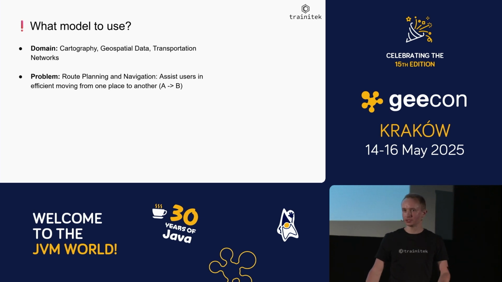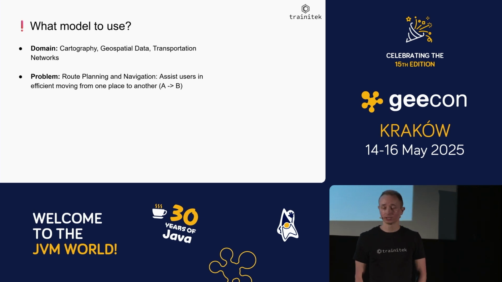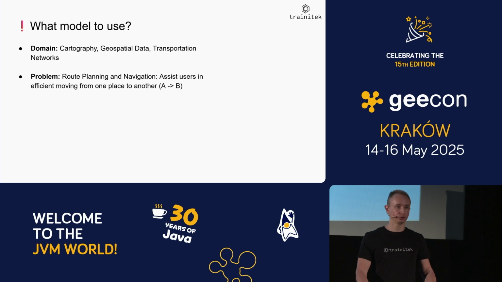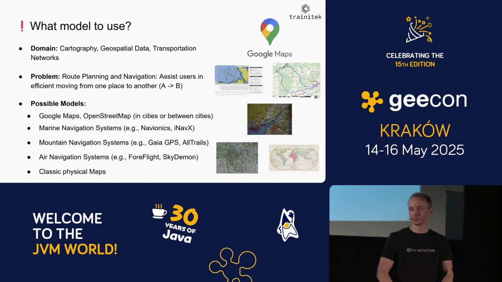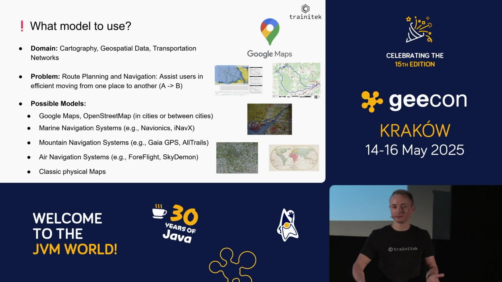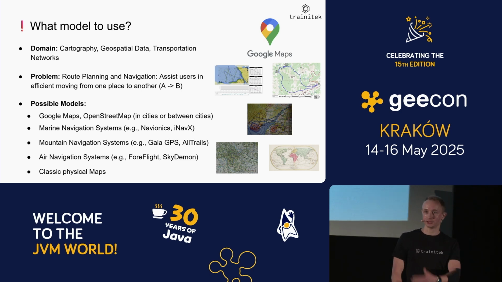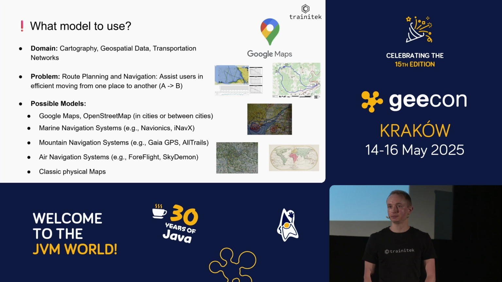Which means that Google Maps works perfectly for moving from point A to point B in cities and maybe between cities. However, in other contexts, it simply doesn't work, which means that in different situations, you will probably choose another best fit, right? For example, as you can see, you have a various choice of different models, and maybe in some cases a physical map will be your perfect model.